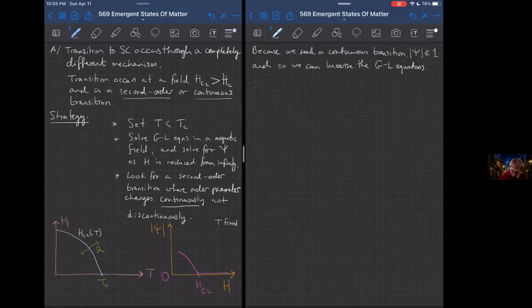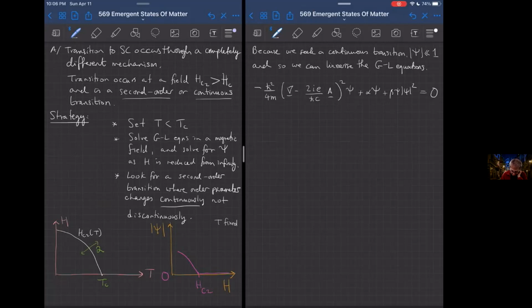So here we go. In this crazy system of units, minus h bar squared over 4m, grad minus 2ie over h bar c, A, that operator squared acting on psi, plus alpha psi plus beta psi times absolute value of psi squared, is equal to 0. So that's the Ginzburg-Landau equation.